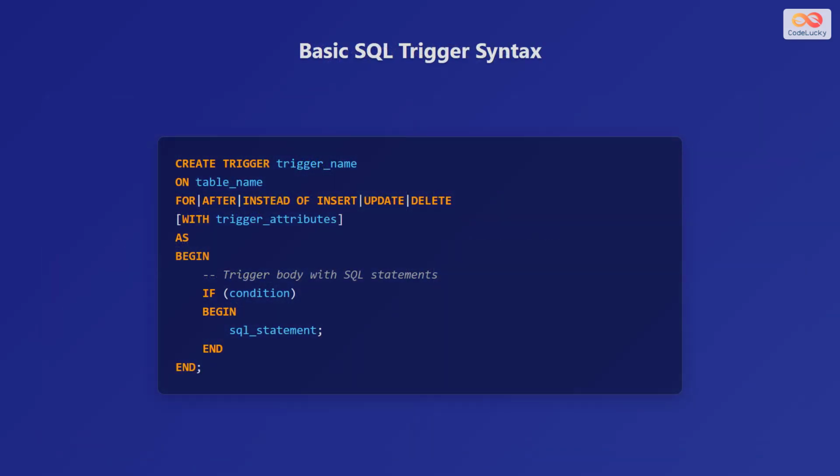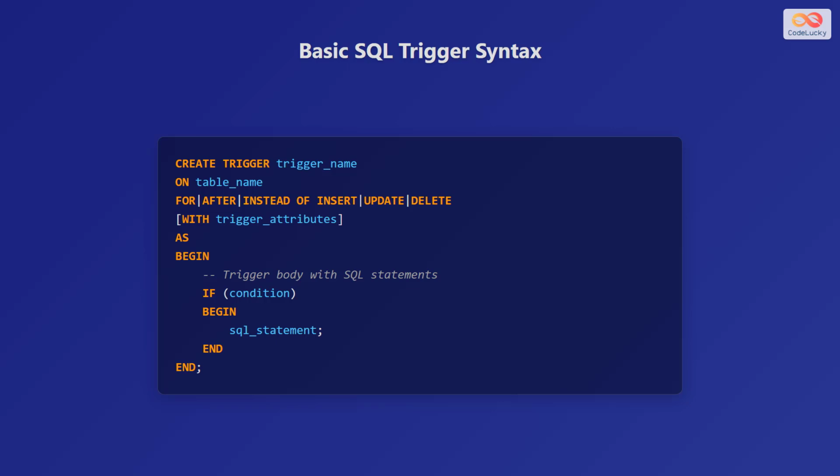The basic syntax for creating an SQL trigger is as follows. First, use the create trigger statement followed by the trigger name. Then, specify the table that the trigger is associated with using the on table_name clause. Next, determine the timing of the trigger using before, after, or instead of, and specify the event that will activate the trigger, such as insert, update, or delete.